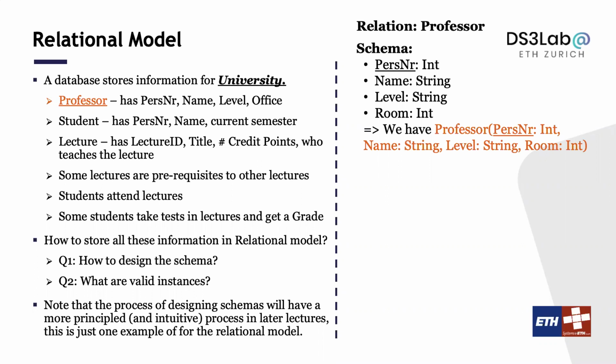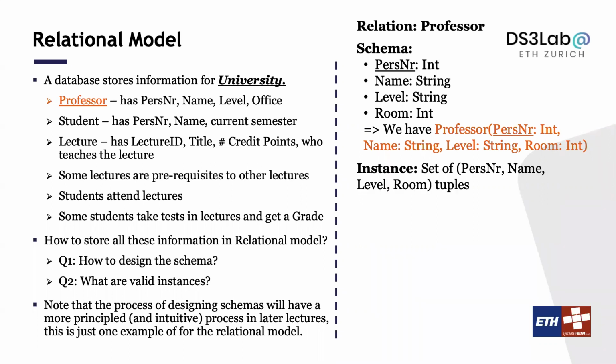So a more compact way of writing this is to say, okay, I have the professor relation. The first attribute is the primary key because it's underlined, with type integer. And then I have the attributes name, string, level, string, room, integer. Okay, it's clear.